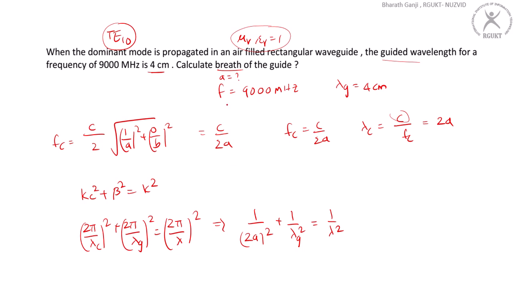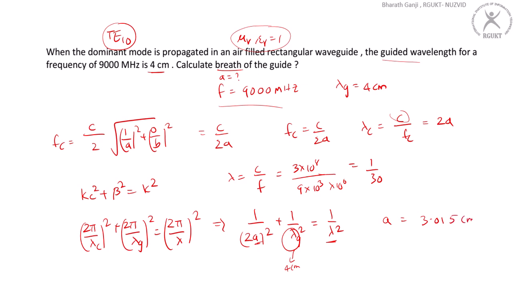And what is lambda? Frequency is given, lambda is c by f, so that is 3 into 10 to the power of 8 divided by 9 into 10 to the power of 3 into 10 to the power of 6. You get this as 1 by 30. So if I put 1 by 30 in for lambda, and lambda g is also given, which is 4 centimeters, if I use all those values, from there I can calculate the value of a. I get it around 3.15 centimeters, right? So that is how you solve this problem.